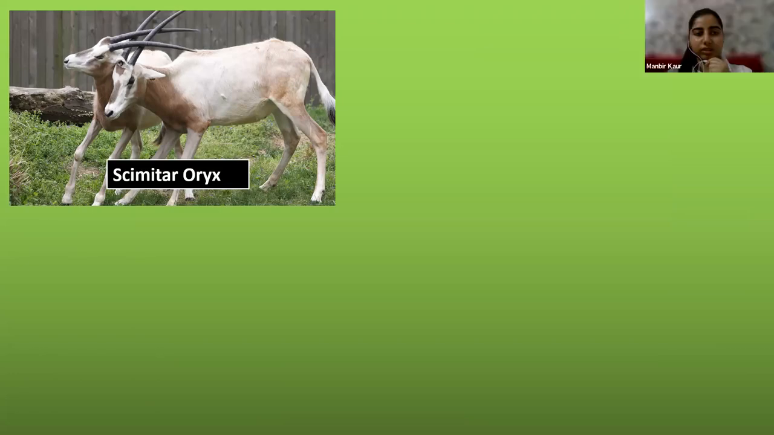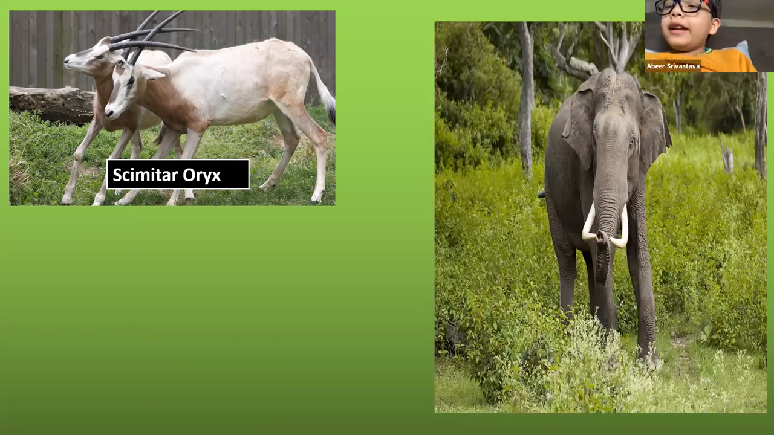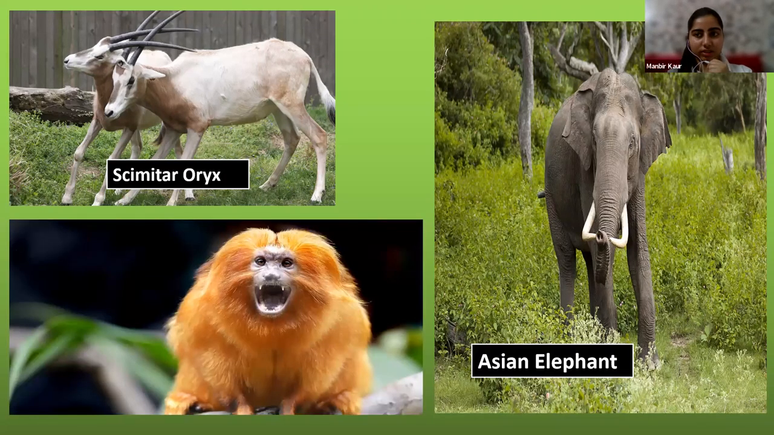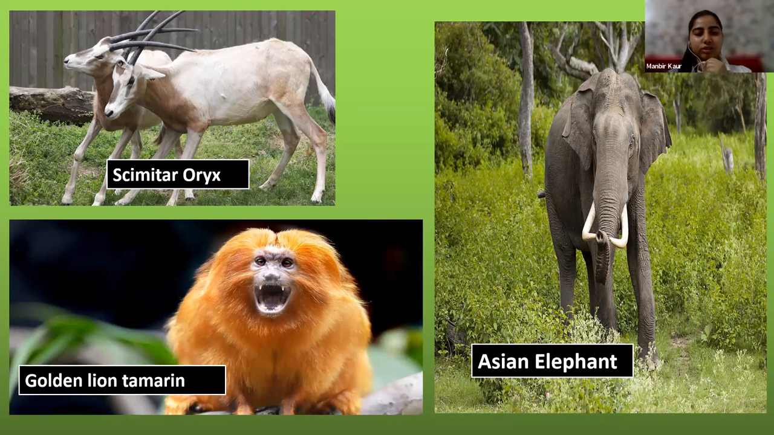Okay, so now can you identify this animal? Is that a white buck? Have you ever heard of this name? No. Okay, so these are some of the wildest animals you can see in the zoo. Can you identify this? Asian elephant. Yes. Okay, what about this? Orangutan or a golden monkey? Golden lion tamarin. This is also one of the wildest animals found at this place. I know this animal also. Golden lion tamarin.